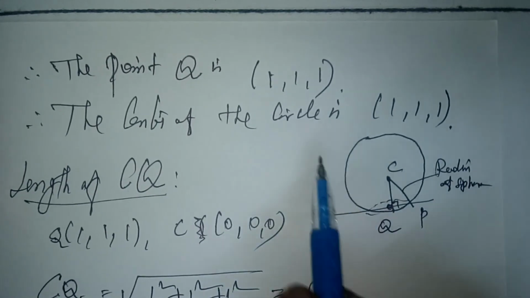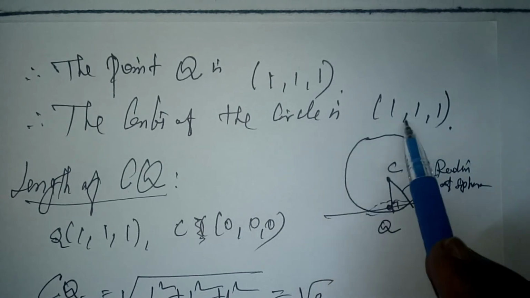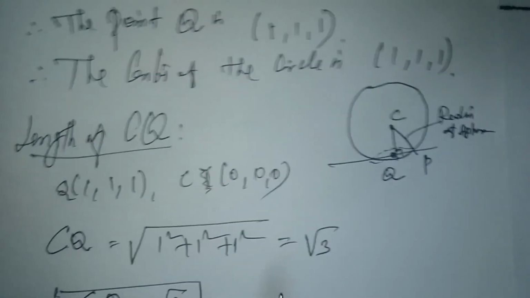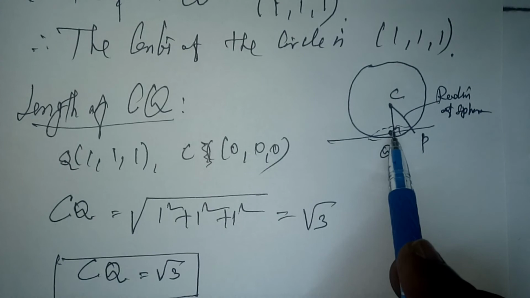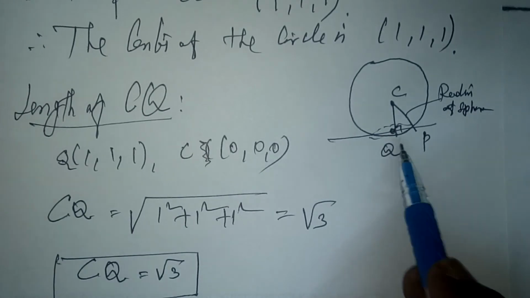Now, what is the center of the circle? The center of the circle is 1, 1, 1, because the center is our Q. The coordinates of Q are 1, 1, 1, so that is our center. So one part of the question is over. Now we have to find the radius.